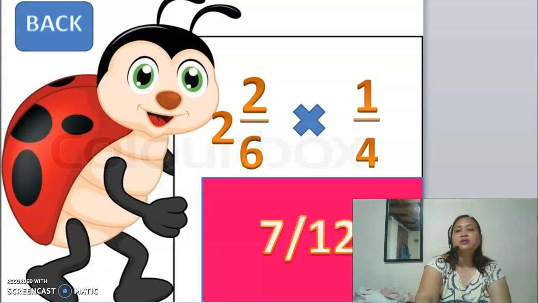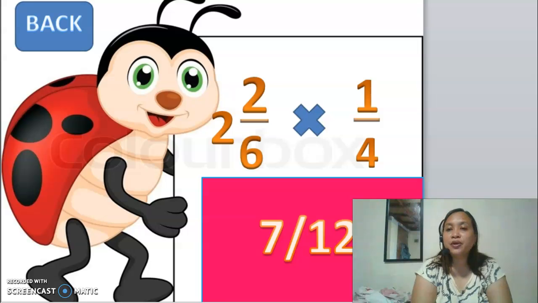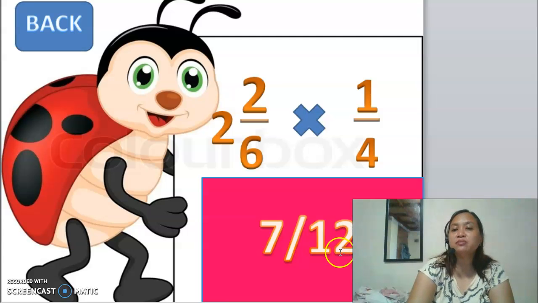Now, take a look at our screen. 2 and 2/6 times 1/4. What are you going to do? Okay, so think of the denominator that will be common with the 2. So can you think of a number that is a factor of 6 and a factor of 4? Yes, correct. That's 12. Now, so we have in here 12.